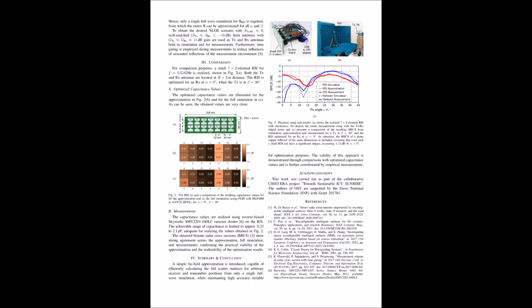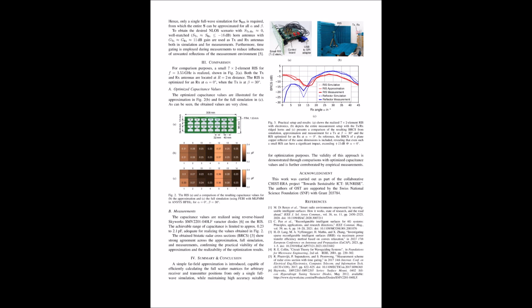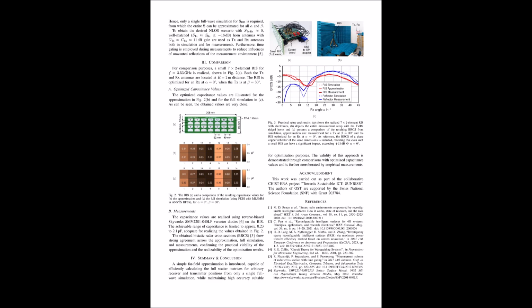We've all heard the hype: walls that amplify signals. Right. But how do we actually make that happen? That's where the optimization challenge comes in and things get, well, a little bit complicated. Yeah. The paper we're diving into is called Reducing Simulation Effort for RIS Optimization Using an Efficient Far-Field Approximation. Yeah, they really get into the nitty-gritty of the equations and how they tested this stuff out.